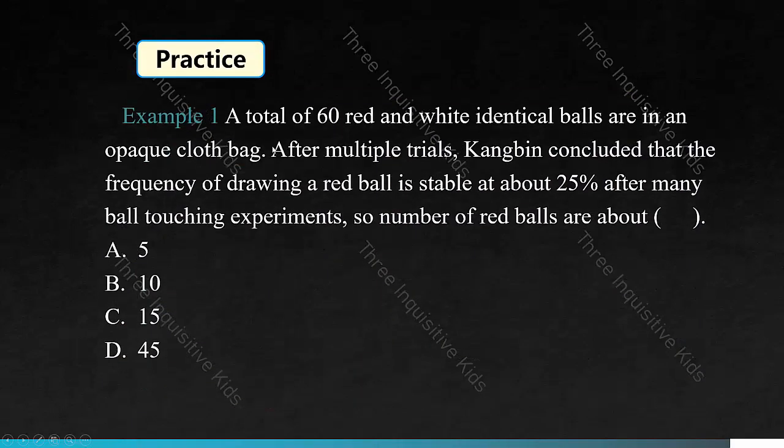Here's some practice. A total of 60 red and white identical balls are in an opaque cloth bag. After multiple trials, Combin concluded that the frequency of drawing a red ball is stable at about 25% after many ball touching experiments. So the number of red balls is about blank. We know that the frequency is 25%. So what is 25% of 60? 25% of 60 is 15, so our answer is C.